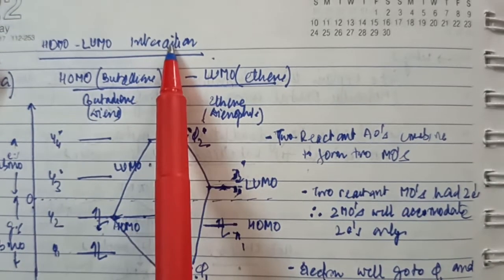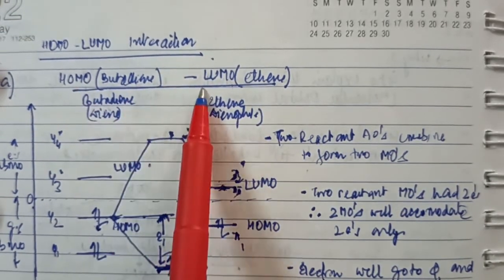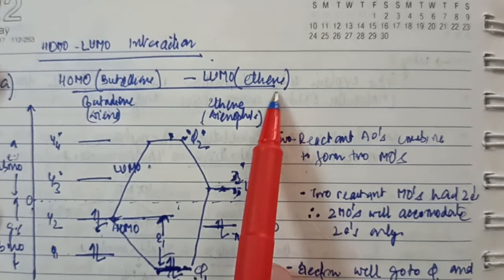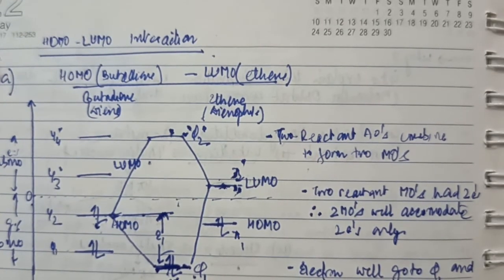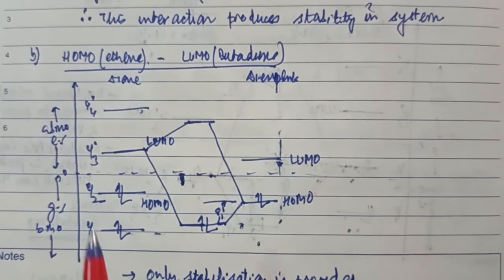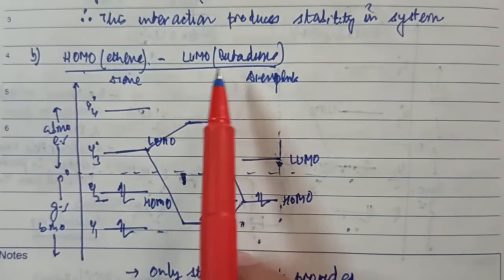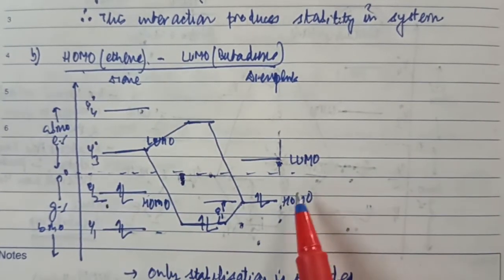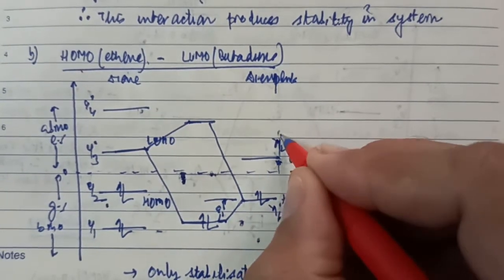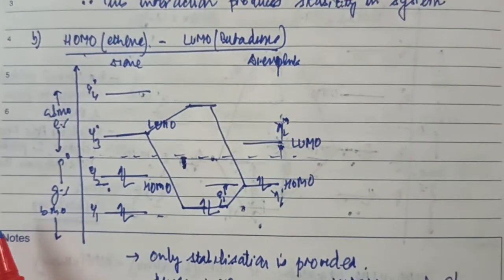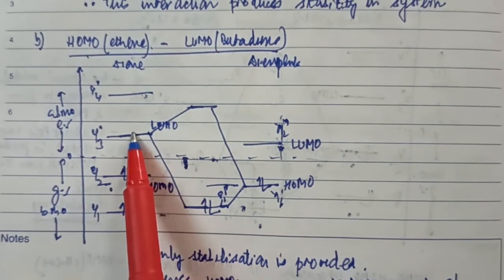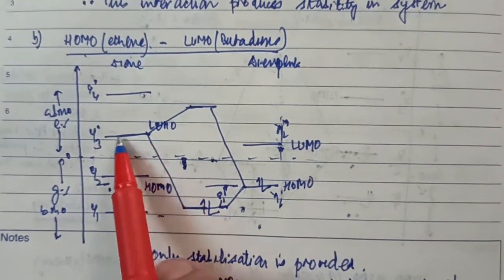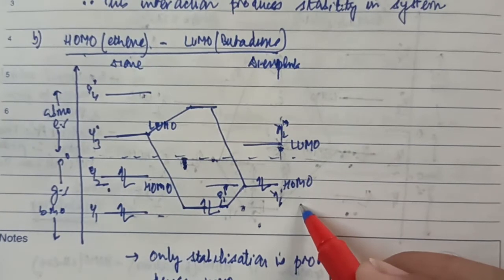Now, in this particular case, I have considered the HOMO of the diene with the LUMO of the dienophile. Let's reverse it. Let's take the HOMO of the dienophile and the LUMO of the diene. Does this kind of interaction produce stability? Let's see. The molecular orbitals of the diene and the dienophile remain the same. Psi2 is the HOMO of the diene. Here, Pi1 is the HOMO and Pi2 star is the LUMO of the dienophile. Now I'm talking about the interaction between the LUMO of the diene, which is Psi3 star, with the HOMO of the dienophile, which is Pi1.